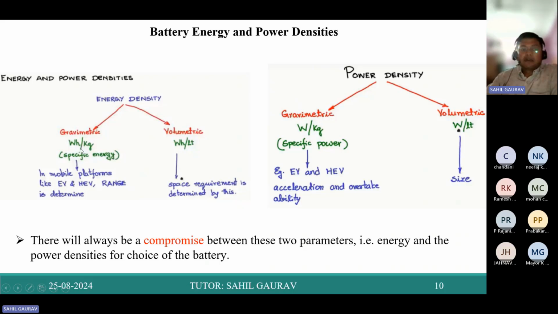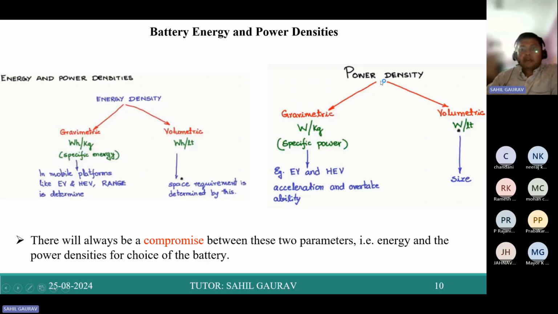Like where we need this watt hour per kg. That is specific, this gravimetric energy density is also called specific energy density. So this will be required in mobile platforms, like EV, electric vehicle, and hybrid electric vehicle. So their range is determined through this gravimetric energy density of the battery. And the second one is this volumetric energy density, where the space requirement is determined. As the name says, this is volumetric. So unit is watt hour per liter.